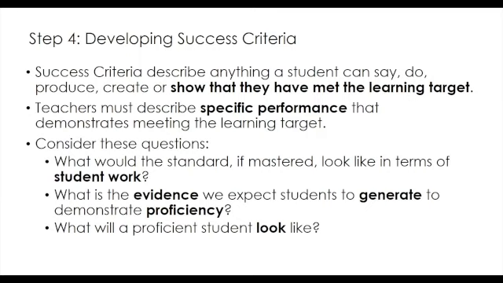Success criteria, again, describe anything that you can have students say, do, or produce to show you and themselves that they've met that learning target. Your goal is to describe the specific performance that demonstrates meeting the learning target. And again, you can use the performance level descriptors to help you do that if you're in a grade or content area that's assessed by the state assessment. Regardless, you can consider these 3 questions. What would the standard if mastered look like in terms of student work? What evidence can we expect students to generate or create that demonstrates their proficiency? Or consider, what would a proficient student look like?